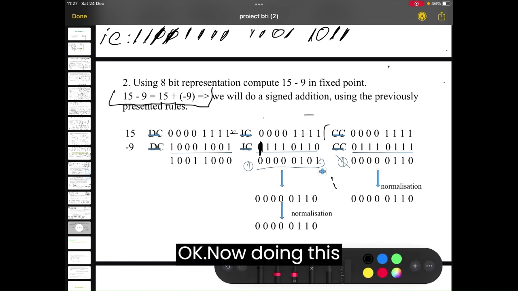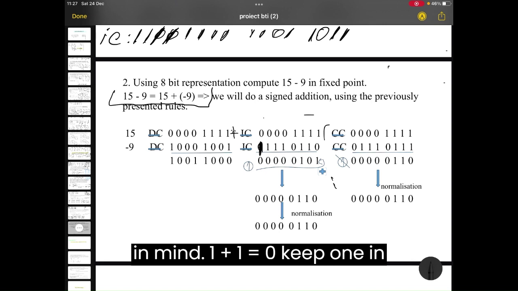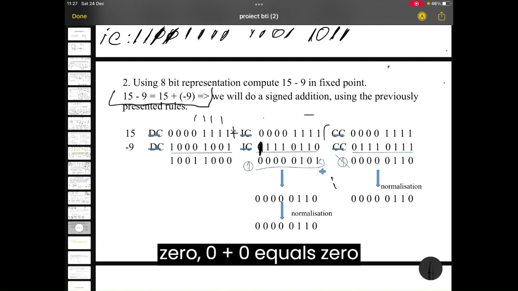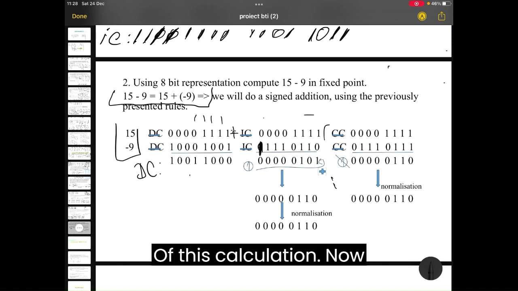Okay. Now doing this addition, 1 plus 1 equals 0, keep 1 in mind. 1 plus 1 equals 0, keep 1 in mind. 1 plus 1 equals 0, keep 1 in mind. 1 plus 1 plus 1 equals 1, keep 1 in mind. 1 plus 0 equals 1, nothing in mind. 0 plus 0 equals 0. 0 plus 0 equals 0. 0 plus 1 equals 1. So this is the direct code of this calculation.